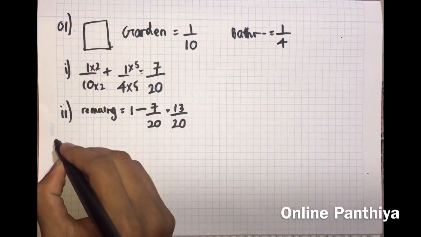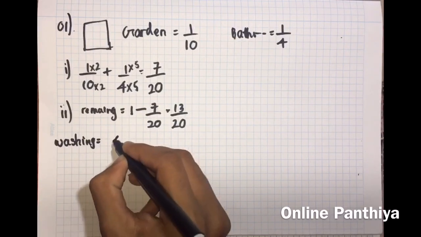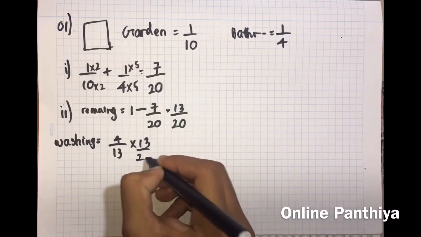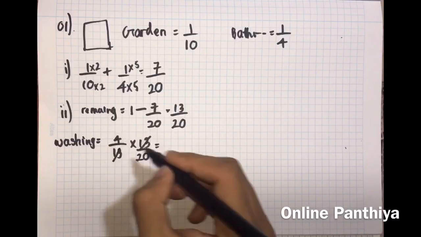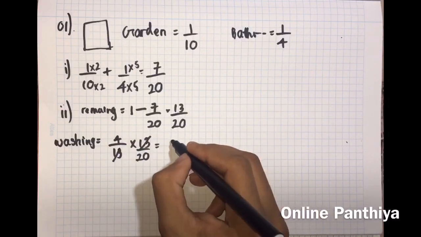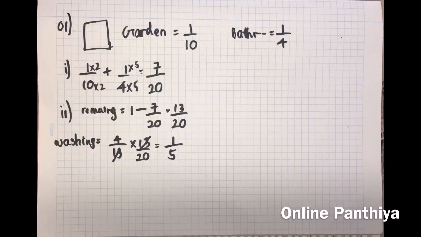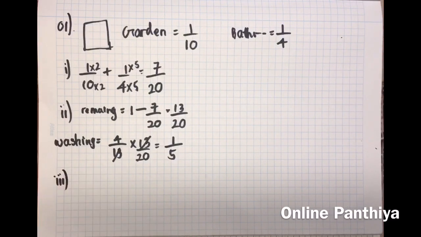So for washing clothes, how do we find out? 4/13 of 13/20. You can simplify, you can cancel this off. Once you simplify by 2, you will get 1/5. Now this is the portion that is used to wash clothes. Next part, Roman number 3. Now what are they asking us to do? Find what fraction of the tank remains filled now.